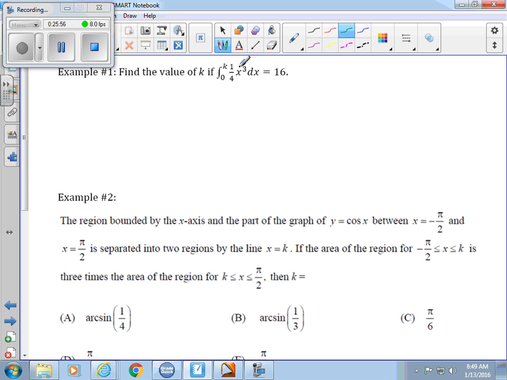Okay, work the integral on the left. Yeah, like set it up, do the integral. What is the antiderivative of 1/4 x cubed? Yes, does everyone agree? I'm going to evaluate that from 0 to k. Everyone agree?